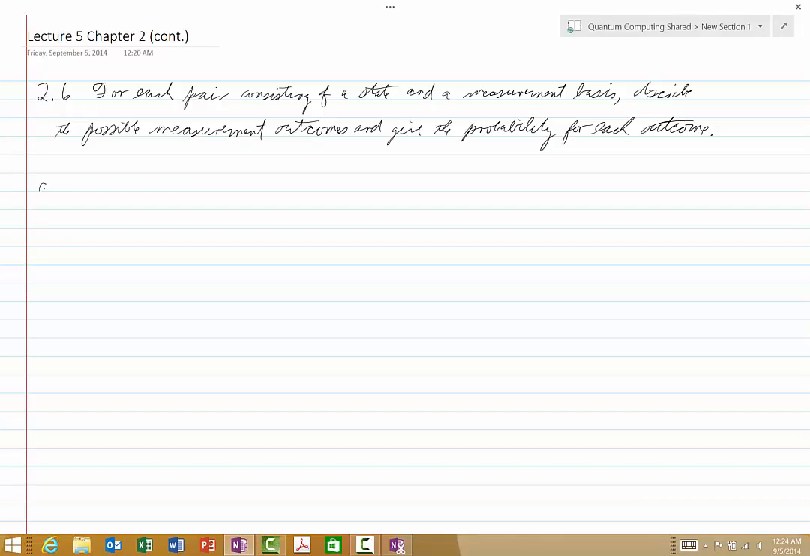And let's first look at part A. The pair given there is the following. The state given is square root of 3 over 2 times the 0 ket minus 1/2 times the 1 ket, and the measurement basis is the 0 ket and the 1 ket.